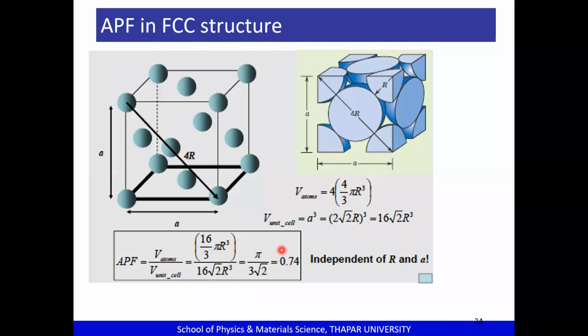Remember this number 0.74. I will get back to this number at a later stage. For the time being, you have to remember that out of the entire space available for an atom to sit in an FCC unit cell, 74% of the total space is being occupied by the atom. And you will see that this is the highest possible packing that atoms can achieve in a crystalline form. So the highest packing efficiency is 0.74.